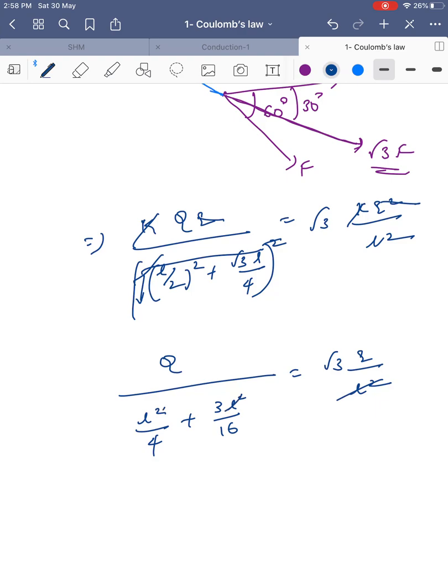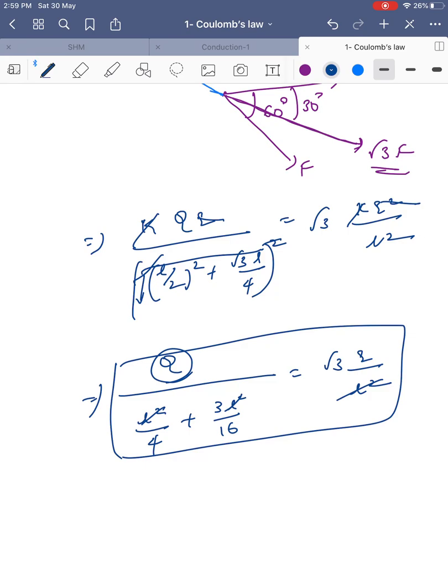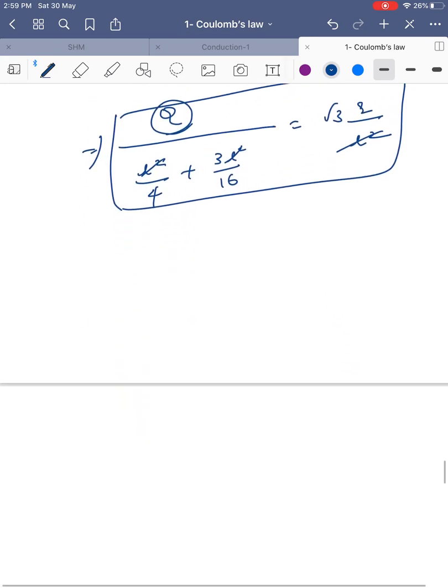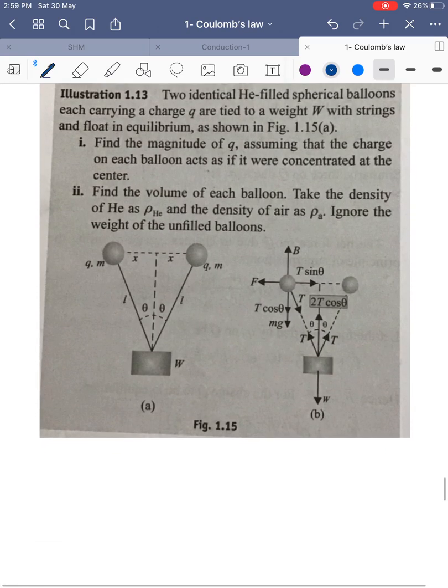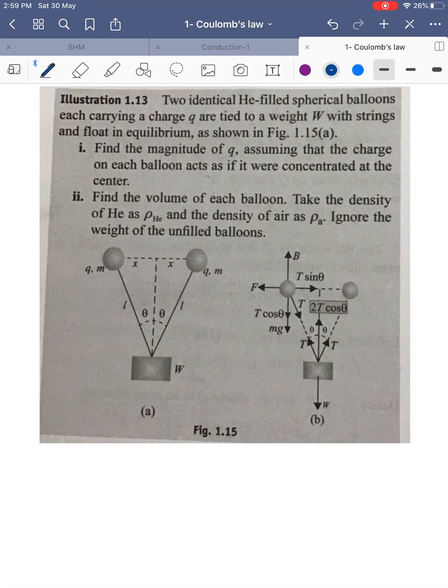You can cancel L square as well. Simplify further to get the value of Q. Understand? So these calculations you can check again. This is one of the important formula problems you can try, and I will explain this in the next video. Thank you.